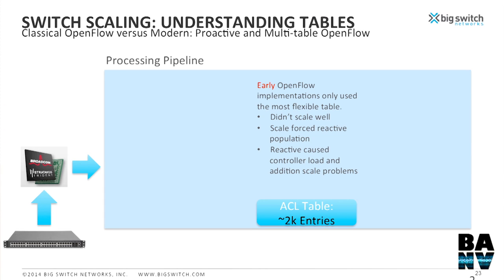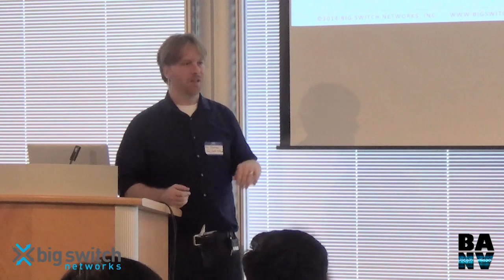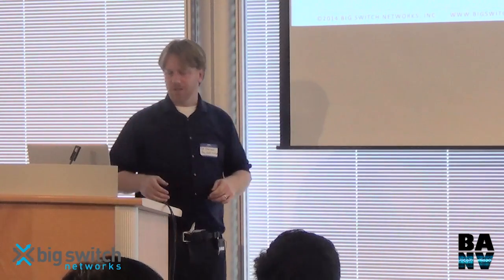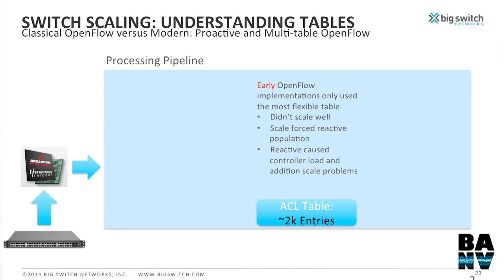This is where things get much more interesting. So how many people have actually done low-level ASIC programming, just out of curiosity? That's actually much better than I thought. I'll say like 20% of you guys. So the initial versions of OpenFlow only exposed one table that was about 2,000 entries or so. And the reason why they did this was twofold. One, it was the most flexible table. You could match on the most different packet features at the same time.